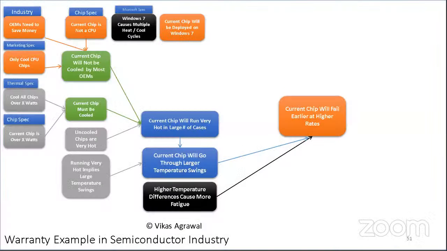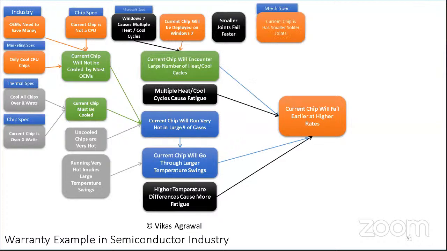Higher temperature differences cause more fatigue. In any mechanical system, there is this coefficient of thermal expansion mismatch, which we studied in high school. That coefficient of thermal expansion mismatch will stretch some layers more, some layers less. So there will be huge mechanical forces. So these chips will fail at higher rates. Not just that, the current operating system will create a lot of heat-cool cycles because of its sleep states. So those also cause fatigue. So that will make it fail at a higher rate.